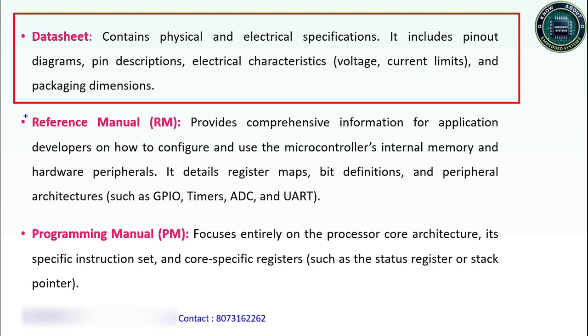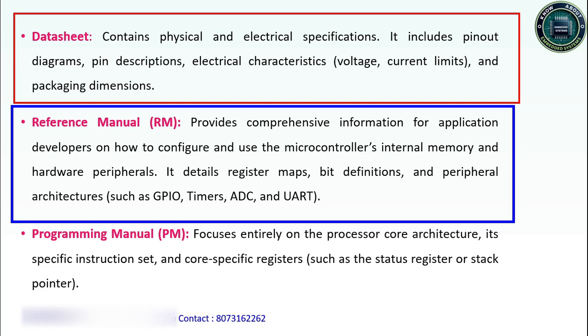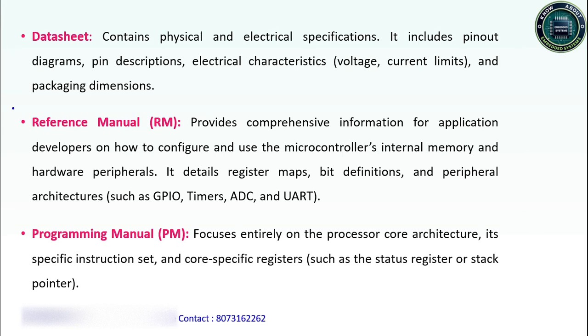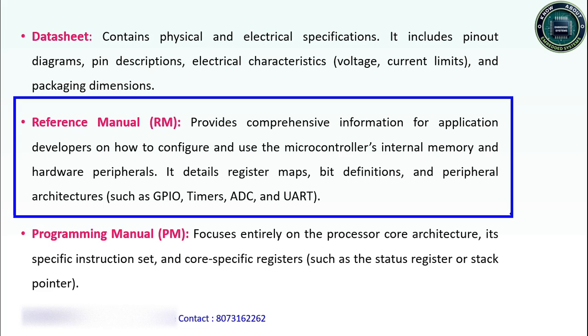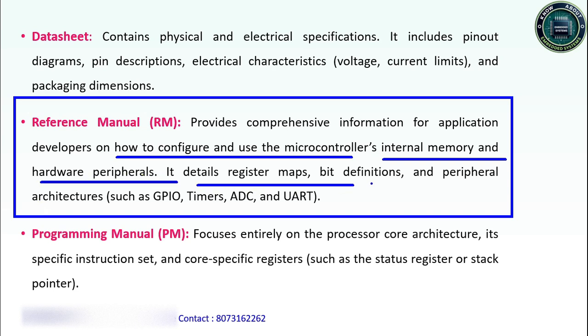The second type of document is called a reference manual, or also a user manual. The blue color I'm highlighting here is the reference manual, which is also called the user manual. In this user manual, a detailed explanation of your microcontroller is given. It provides comprehensive information to the developers on how to configure the microcontroller, how the internal memory is arranged, how the hardware peripherals work, how the registers are mapped, and how the registers need to be configured. All this information is explained in the reference manual.